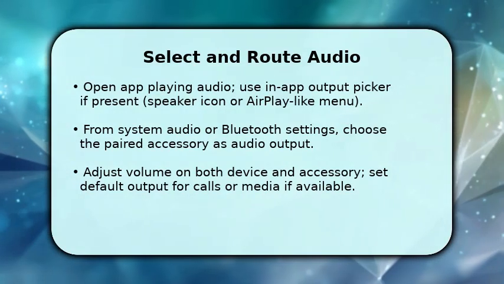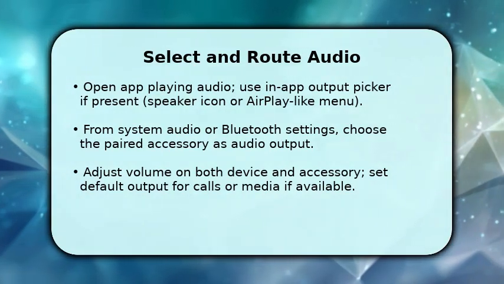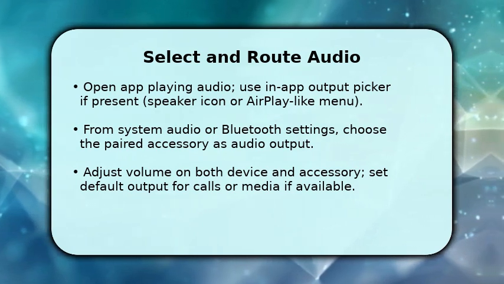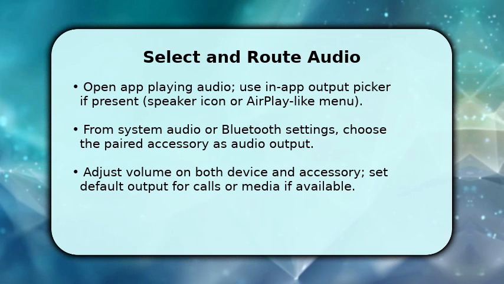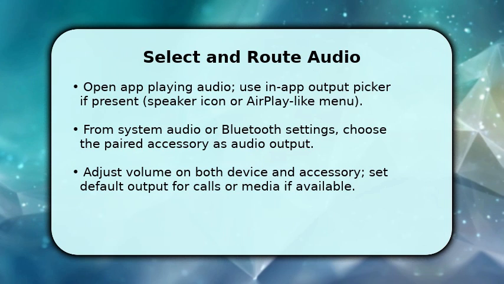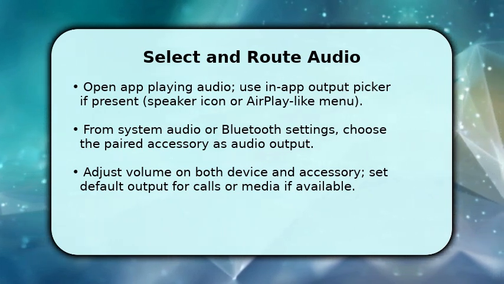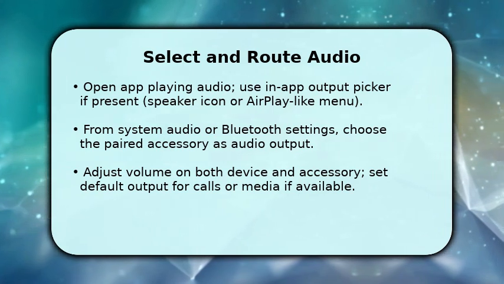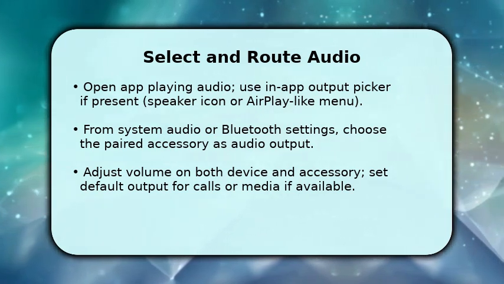Now focus on selecting the Bluetooth device for sound. In many apps you'll see a speaker or output picker. Use that first to choose the accessory. If the app lacks one, return to System Sound or Bluetooth settings and explicitly set the paired device as the output. Make sure to adjust both the phone's and accessory's volume because mismatched levels cause low volume.